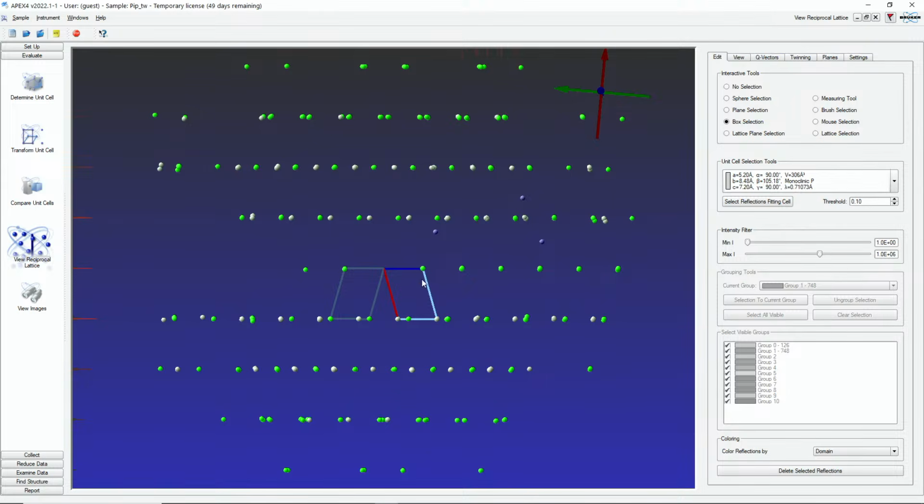Okay. And now you can see, this is C star. If we rotate by 180 degrees, do you see how this green reflection will actually turn into this gray reflection here? This is how the two domains are related to each other. And that's the twin law, the 180-degree rotation around C star.